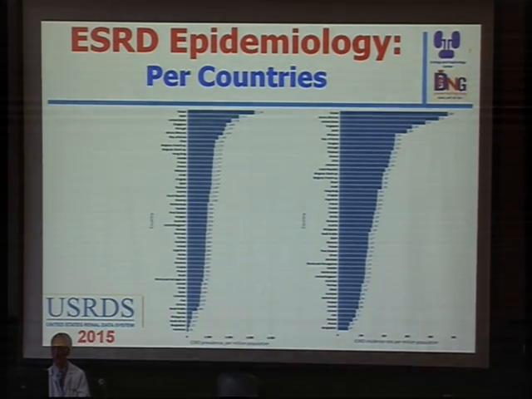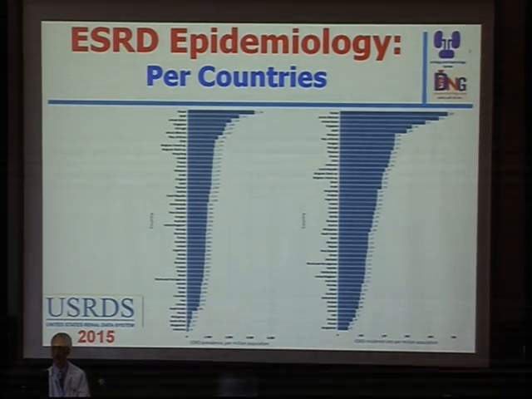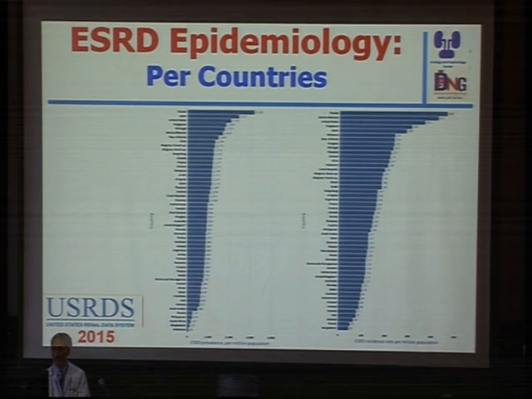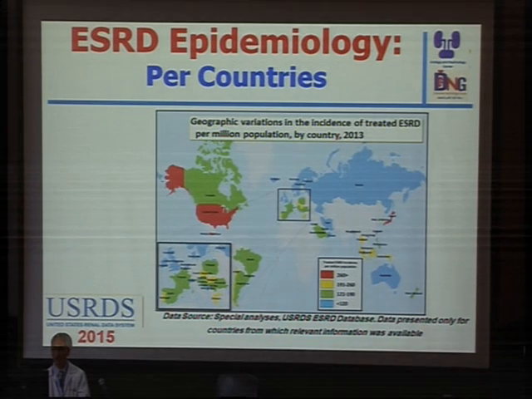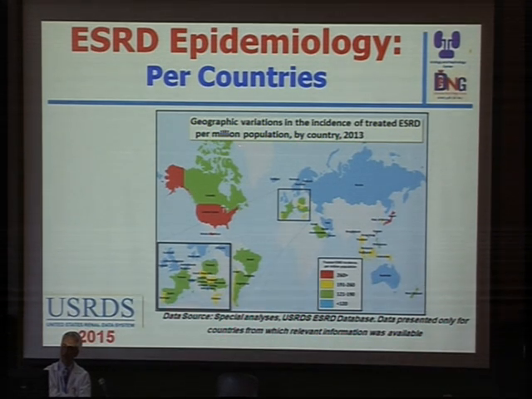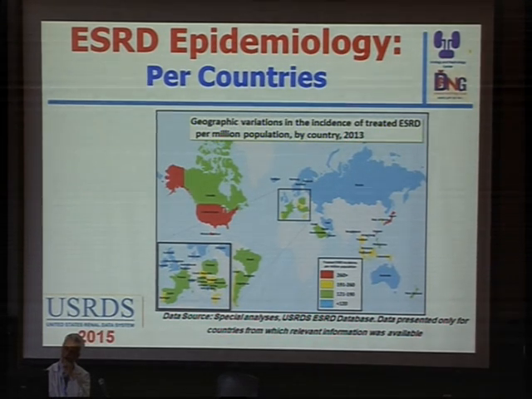And according to the available data, this figure shows the prevalence, and this shows the incidence, and these are the names of countries. The top four countries are Taiwan, Japan, United States, and Singapore. And you will find some African and Asian countries through these lines. This is a very important map because it reflects geographic variations in the incidence of treated interstitial disease per million population by country, and this is according to 2013 data.